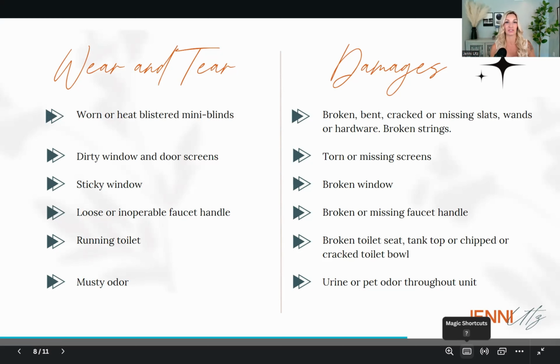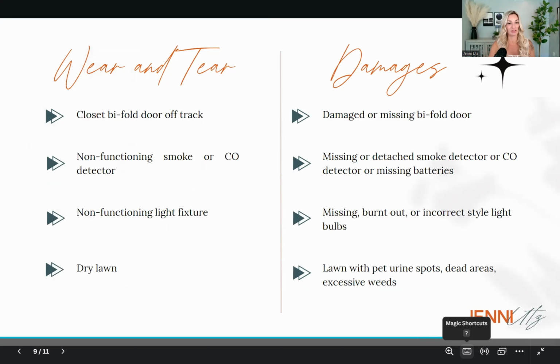So there's a lot of things that you can set in place for what it looks like to mitigate some damage with the pets. We'll go through this a little bit more, but we've got bifolds, non-functioning smoke detectors or CO detectors. One thing I'll say, and that is wear and tear.